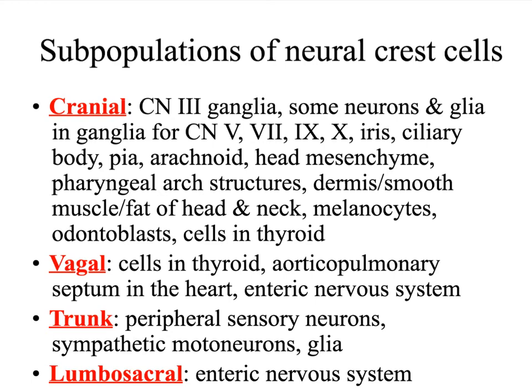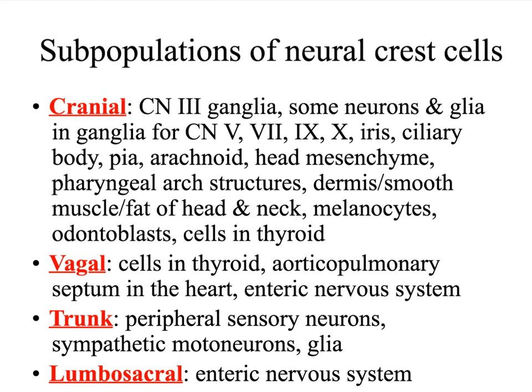We have vagal crest cells, neural crest cells that follow the pathway of the vagus nerve, and they contribute to some structures innervated by vagus, such as the heart and parts of our enteric nervous system, which is the nervous system regulating our gut tube. Specifically, our vagal neural crest will become cells that are within the upper portion of our gut tube.